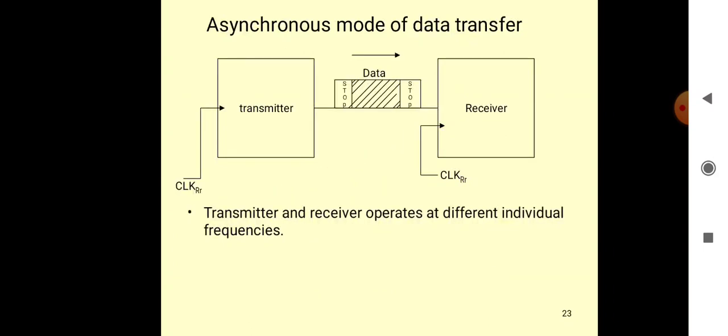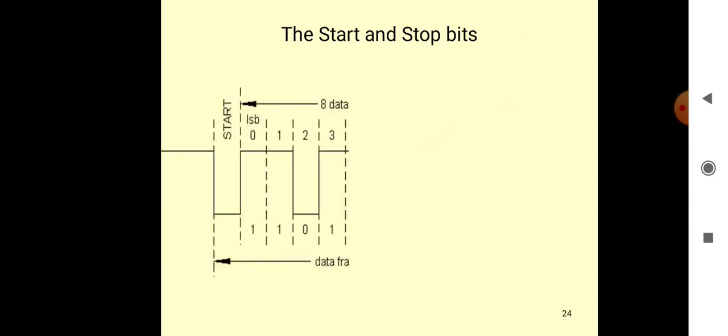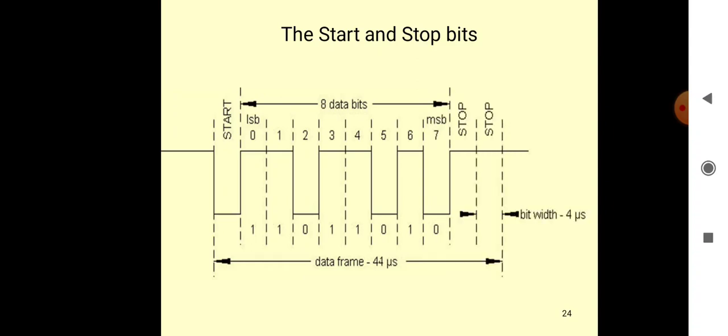So we have gone through the synchronous and asynchronous modes of transmission. Now we will discuss how data is to be transmitted. In asynchronous mode, transmitter and receiver operate at different individual frequencies, and data is transmitted along with the start bit. Now what is meant by start bit and what is meant by stop bit? Generally, if you take 8 data bits, what are the start bit and stop bit?